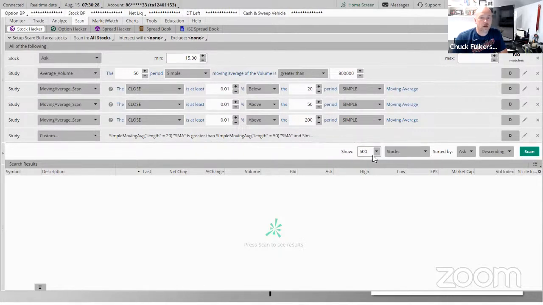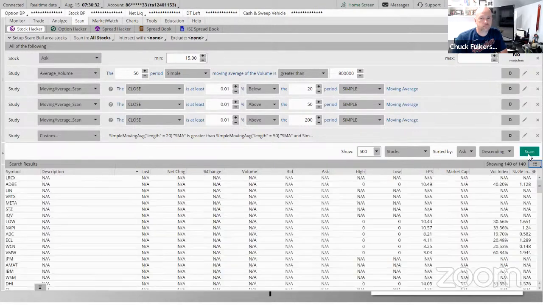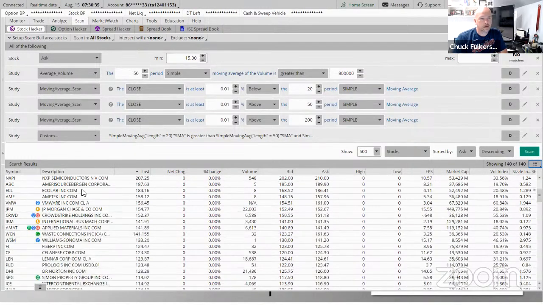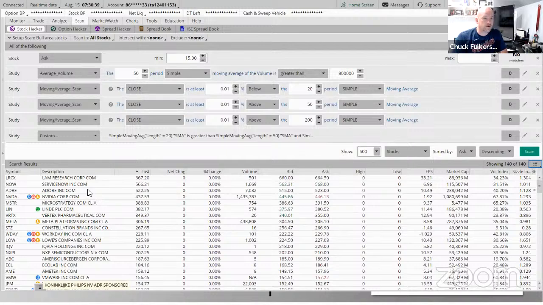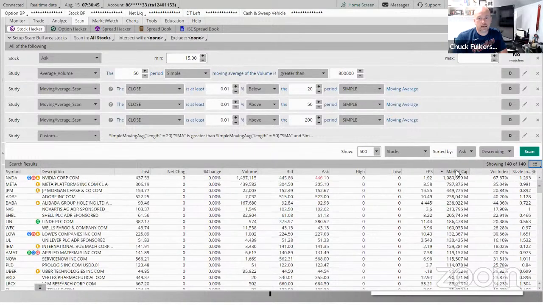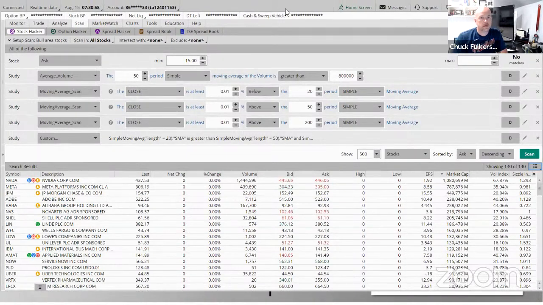We're going to get a fair amount of stocks here. All right. 140 stocks fit that criteria this time around. So when I look at them like this, I can sort them by market cap. Market cap's probably the easiest way to sort those. And let me do this real quick.